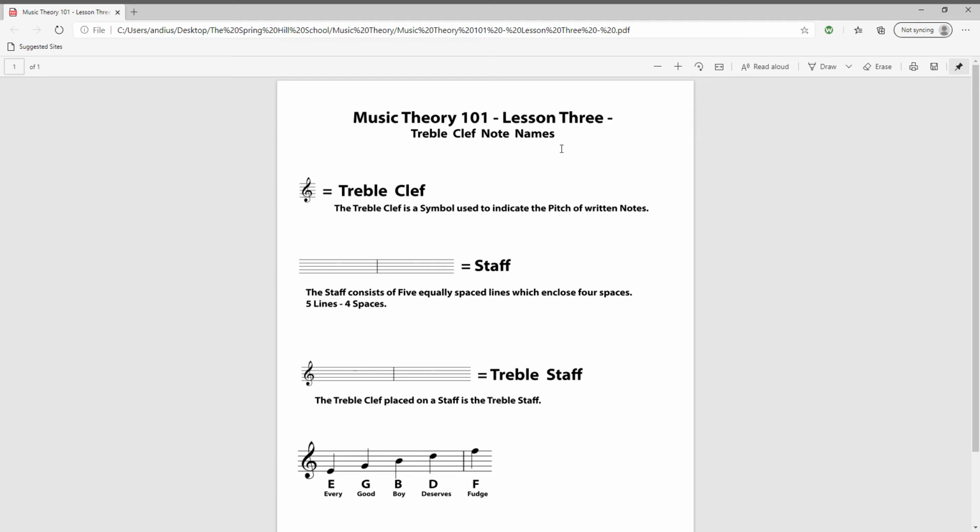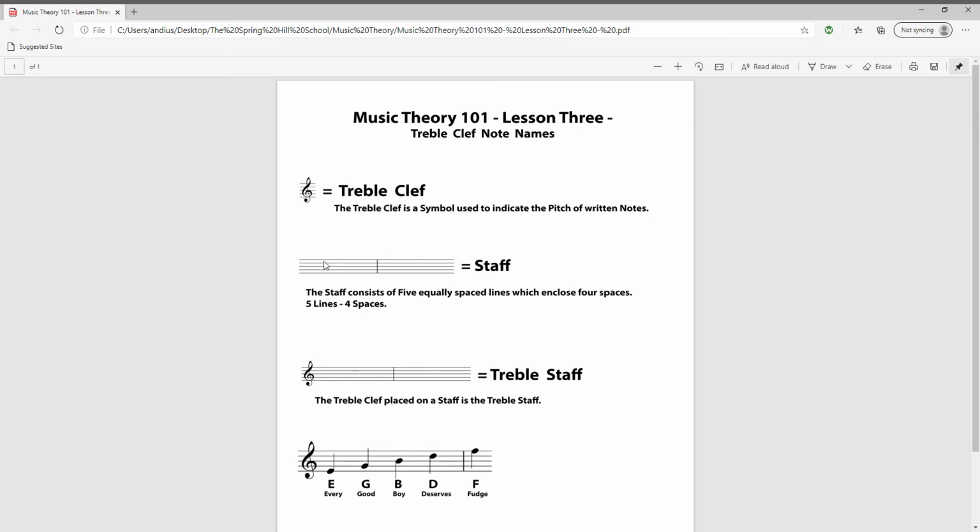A quick review. This symbol is the treble clef. It spirals around the second to bottom line, which is the G. Sometimes the treble clef is called the G clef, but 99% of the time it is called the treble clef. The treble clef is a symbol used to indicate the pitch of written notes.